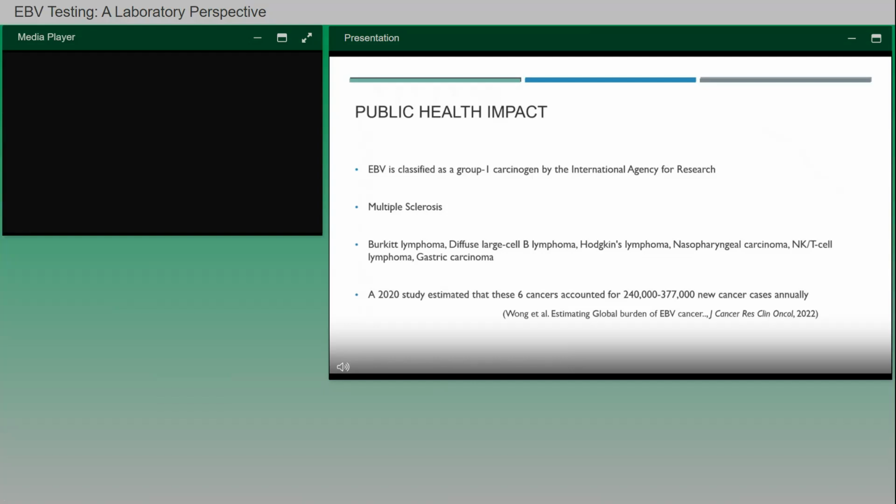But the 6 big cancers that have been linked to EBV are Burkitt lymphoma, diffuse large B-cell lymphoma, Hodgkin's lymphoma, which I mentioned, nasopharyngeal carcinoma, NK/T-cell lymphoma, and gastric carcinomas. And a 2020 public health study showed that these 6 cancers accounted for about 250,000 new cancer cases annually. So EBV has a bigger public health impact than a lot of people probably realize.